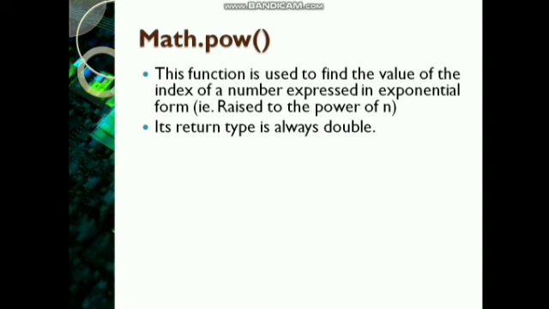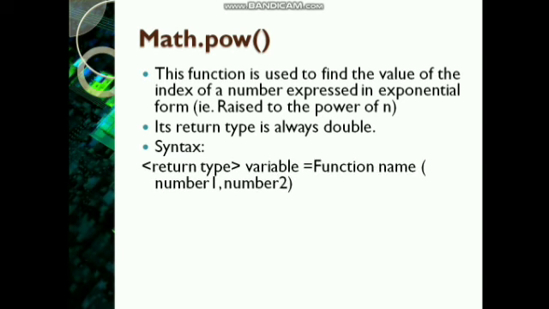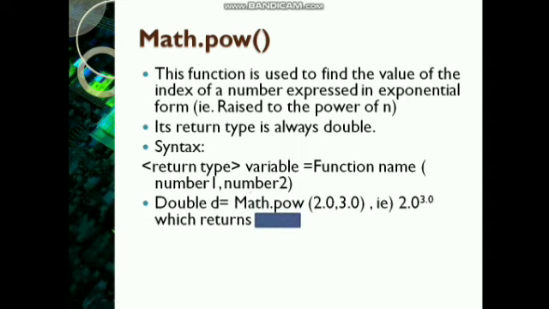Unlike math.max as well as math.min, which return according to the values they take in, math.power always returns the value in double. And the syntax is return type, variable is equal to function name, inside the brackets number 1 and number 2, where number 1 will be the base, and the power of n will be number 2. We'll see the example.